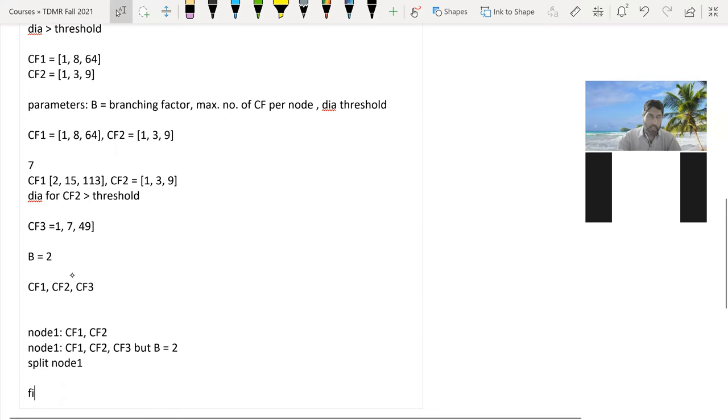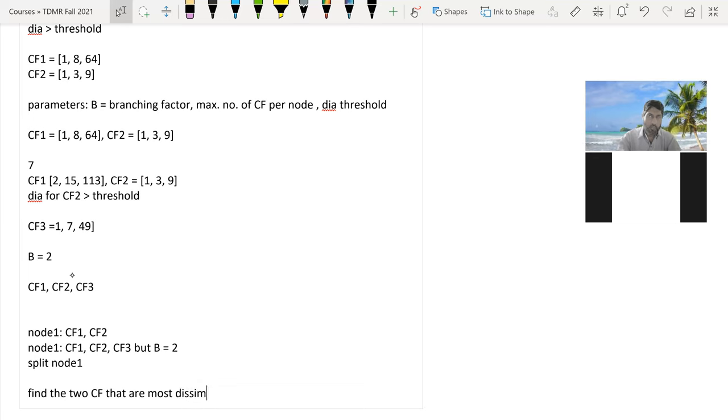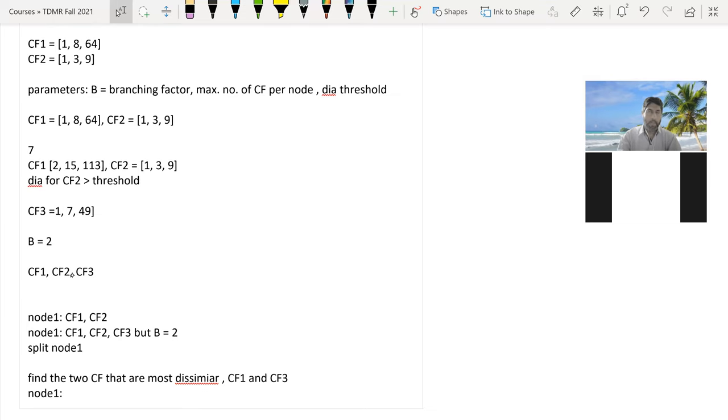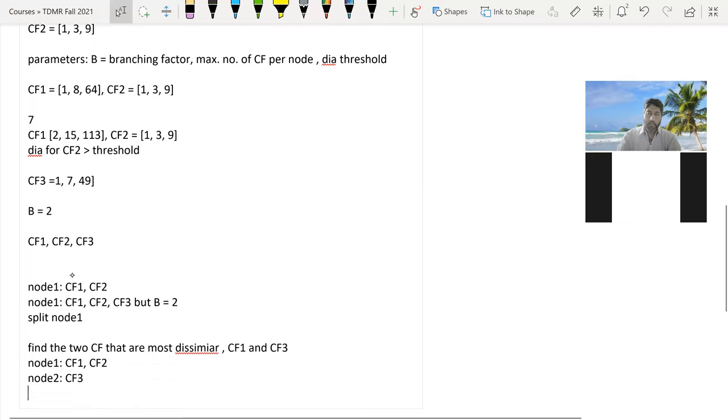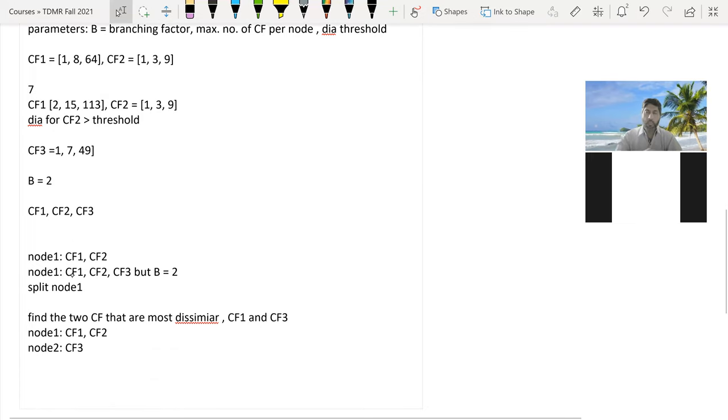So what will happen in the split? Find the two CFs that are most dissimilar. Let's say, just for example's sake, they are CF1 and CF3. So node 1 would become CF1 as an anchor. Node 2 would have CF3 as the anchor. Now CF2 is left. CF2 would go to the node to which it is most similar. So let's say it was most similar to CF1, so it came here. Now the original one node has become two nodes. The first node has CF1, CF2 and the second node has CF3. Okay?